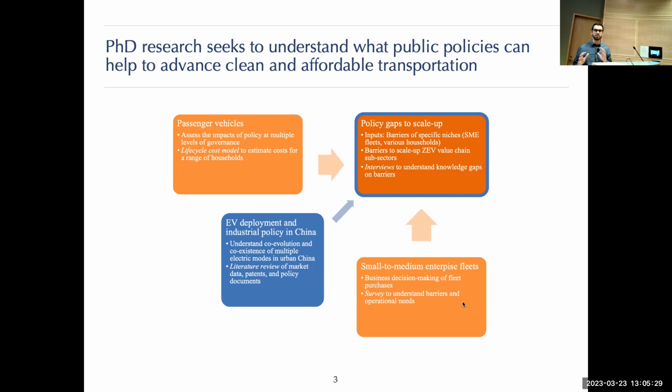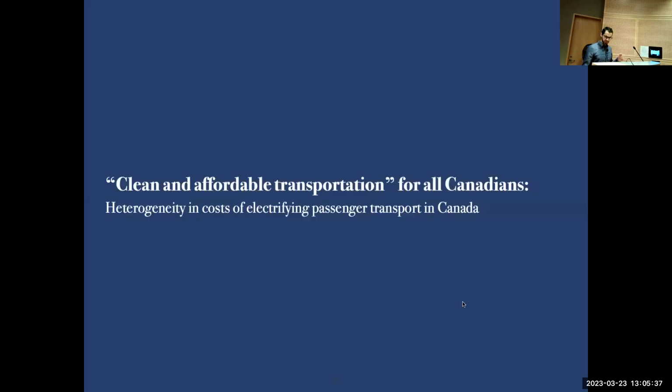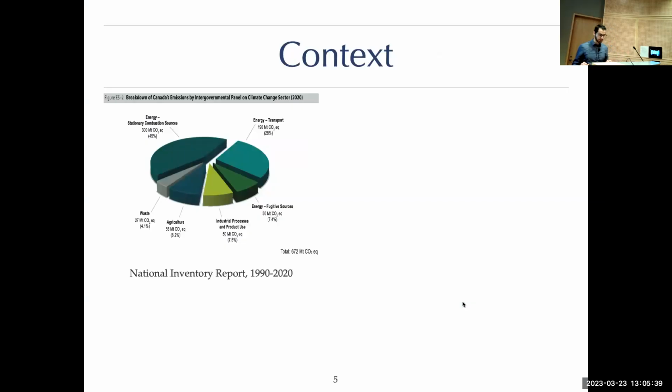I have a study that looks at small to medium-sized enterprise fleets. I have a study that looks at industrial policy in China, especially around e-bikes and low-speed electric vehicles. The study that I'm looking at today is about passenger vehicles, so very much focused on the consumer. Things like how much does it actually cost a Canadian to purchase an electric vehicle and to own and operate it. So just to set up a little bit of context, transportation accounts for about a quarter of emissions in Canada, and it's forecasted to rise to close to about a third in the coming years.